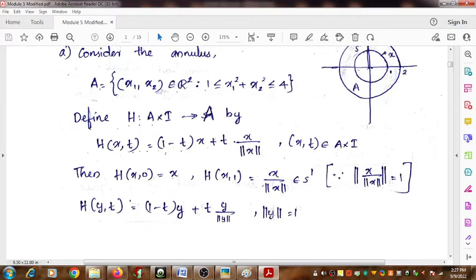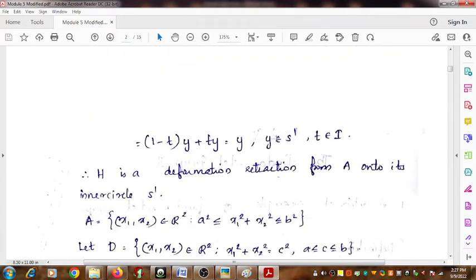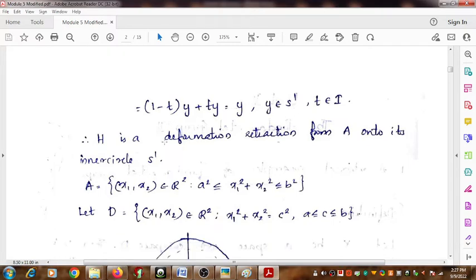If y belongs to that inner circle, then norm of y equals 1. Therefore, that value can be substituted here, and then you can simplify it to obtain that the answer equals y. See, (1 minus t) times y plus t times y. When norm of y equals 1 is substituted, we get y, and that means y belongs to S1. And therefore H is a deformation retraction.